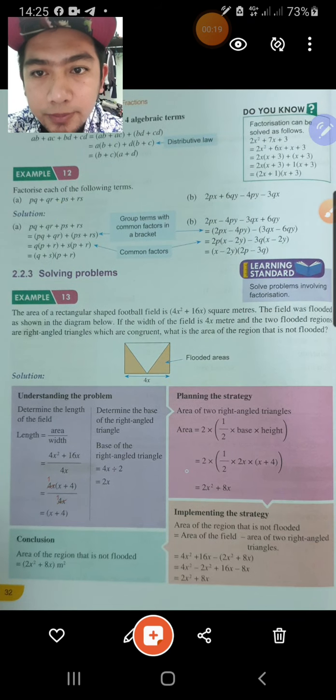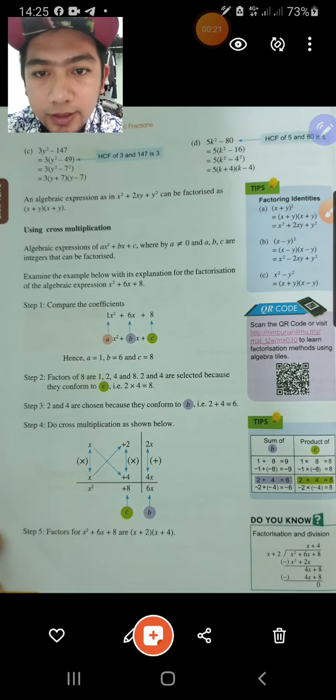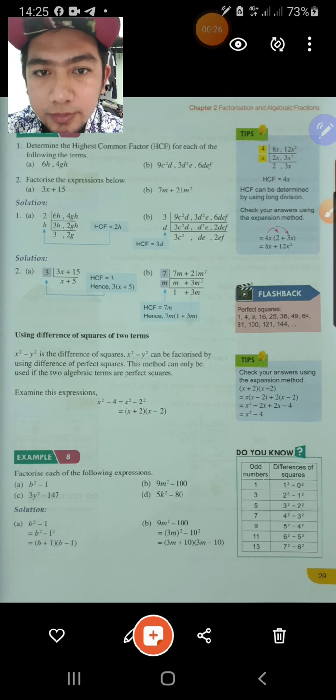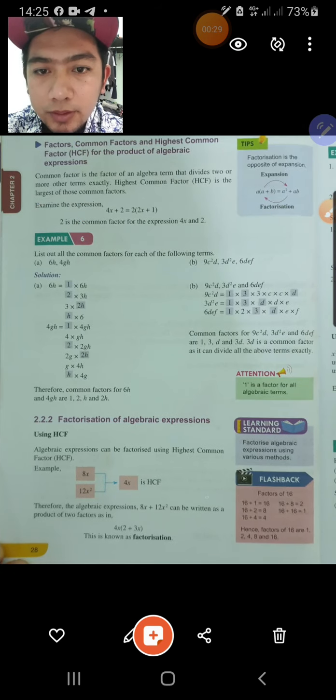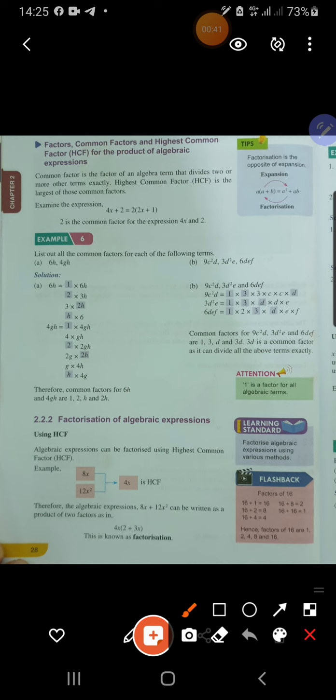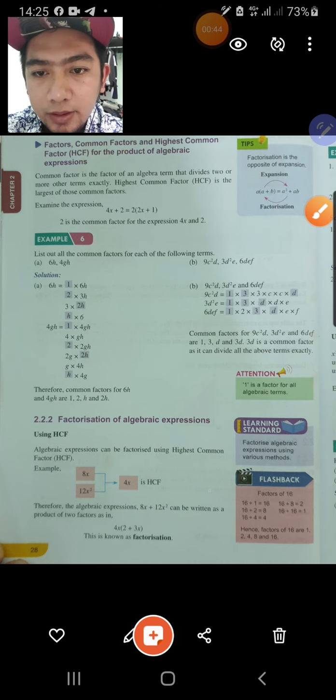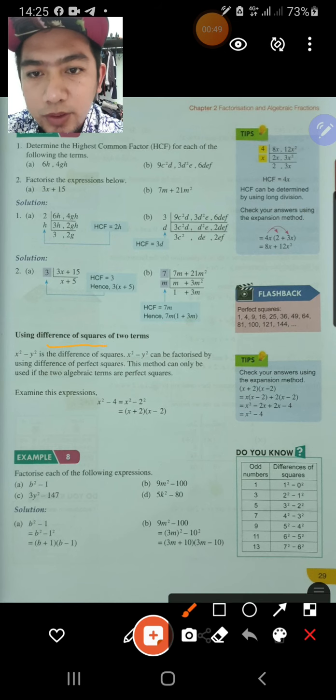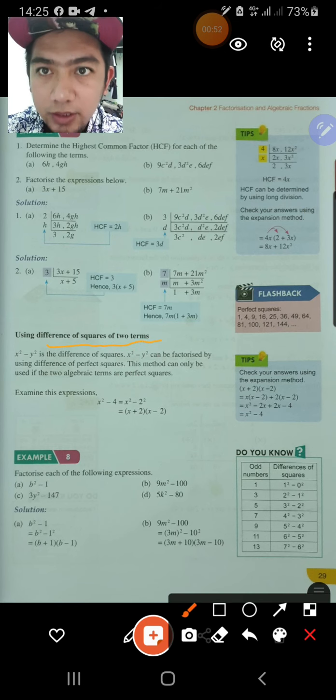Yesterday kita sudah belajar how to factorize the algebraic expression. Actually, there are various methods to factorize the algebraic expression. Kita sudah belajar factorize by using HCF, and the second one is by using difference of squares of two terms. So ini yang kita sudah belajar di video yang sebelum ini.